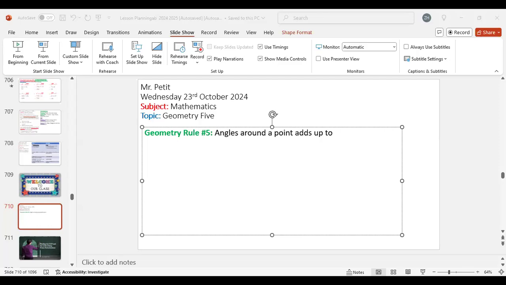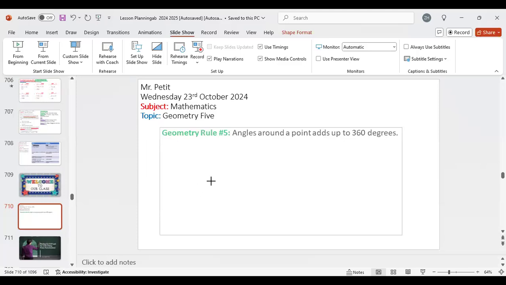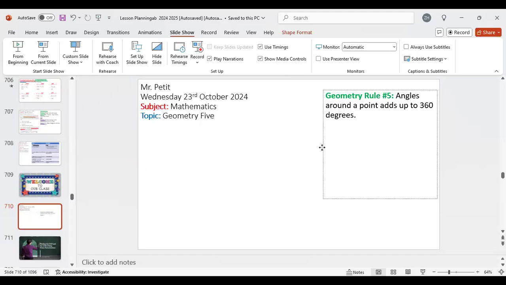Okay. So the actual answer is, this is around the point, not on a straight line. Angles around the point add up to 360 degrees. Because it's a full what? Circle. It's a full revolution, a complete circle, right? Yeah, so that's this one.